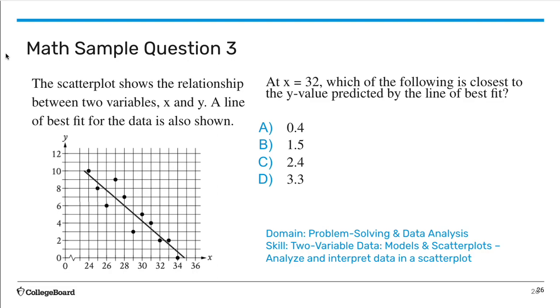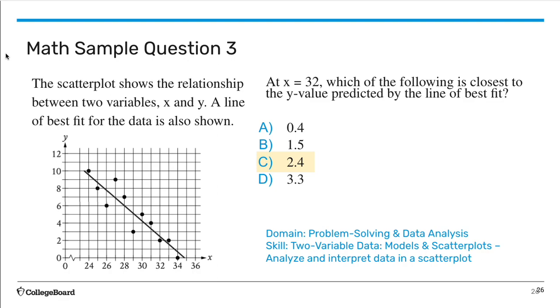So in this case, choice C, again, is correct. At x equals 32, the line of best fit has a y value between 2 and 3. So the only choice with a value between 2 and 3 is choice C. Choice A is incorrect. This is the difference between the y value predicted by the line of best fit and the actual y value at x equals 32, rather than the y value predicted by the line of best fit at x equals 32.